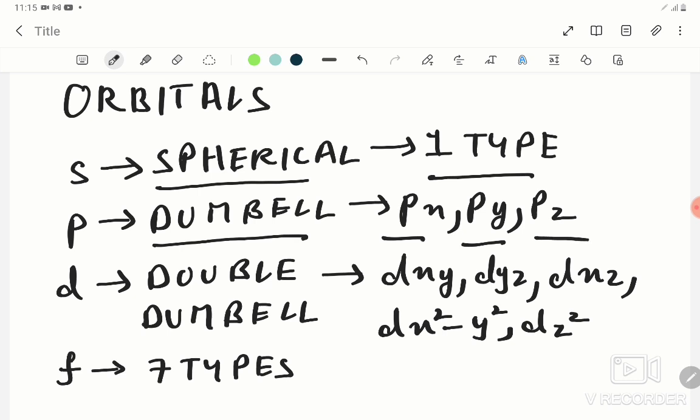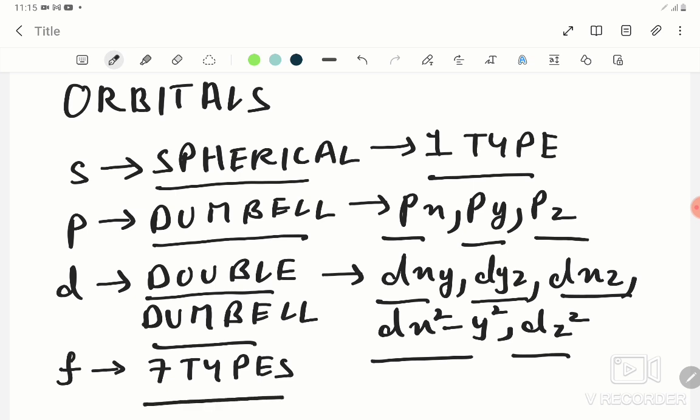Moving ahead guys, D orbital is of double dumbbell shape and it is of five types: dxy, dyz, dxz, dx square minus y square and dz square. And finally guys, F orbital is of seven types. So guys, with this we have completed this slide. Let's move ahead to the next slide in which we will observe the shapes of these orbitals.